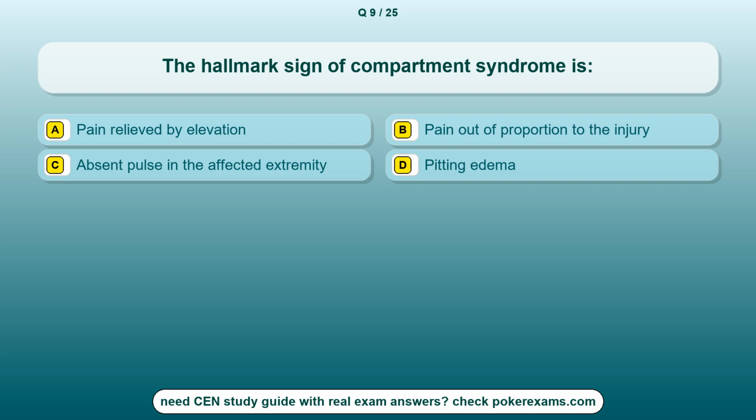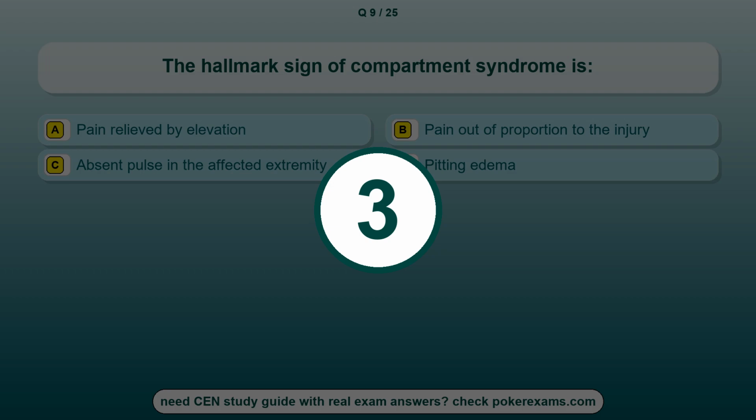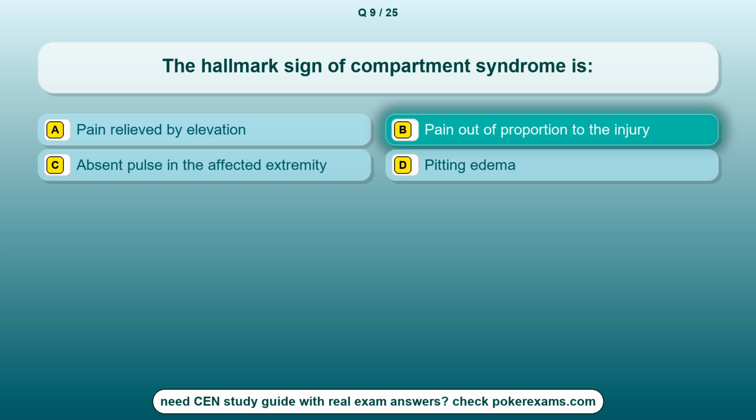Question 9. The hallmark sign of compartment syndrome is option A, pain relieved by elevation, option B, pain out of proportion to the injury, option C, absent pulse in the affected extremity, option D, pitting edema. The correct answer is option B, pain out of proportion to the injury.